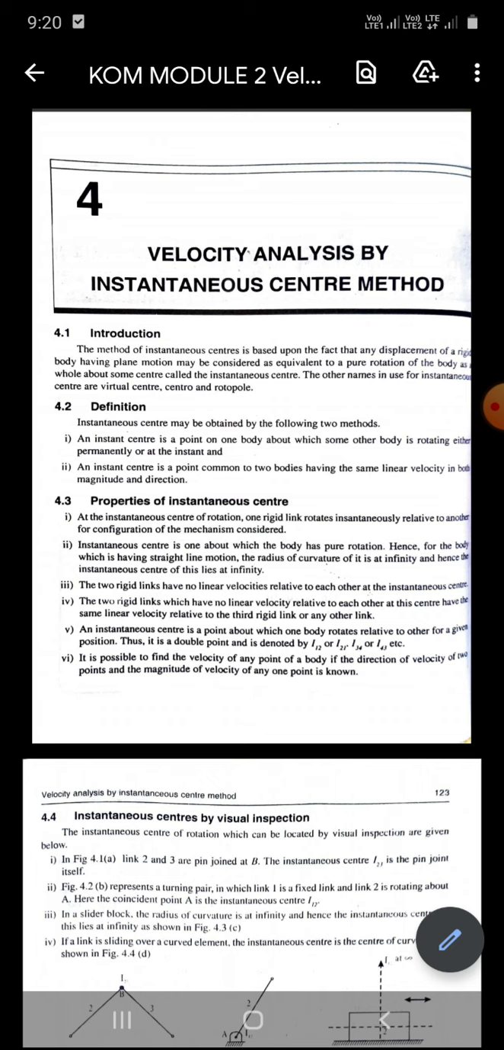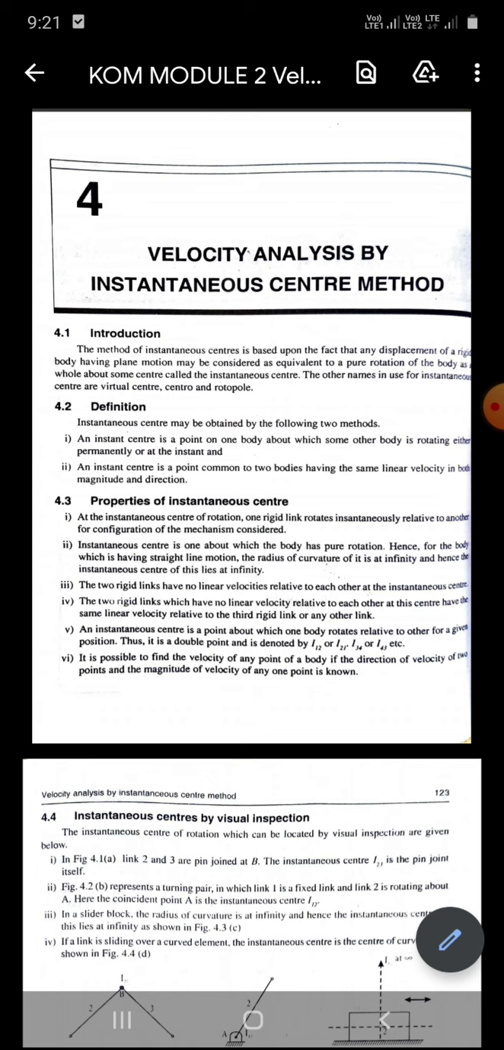Third, the two rigid links have no linear velocity relative to each other at the instantaneous center. Fourth, the two rigid links which have no linear velocity relative to each other at the center have the same linear velocity relative to the third rigid link or any other link.